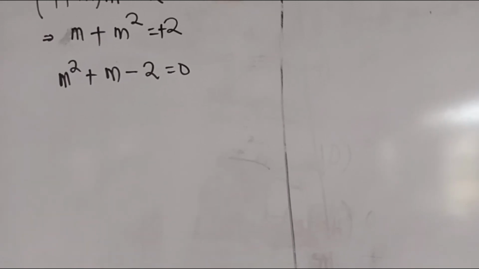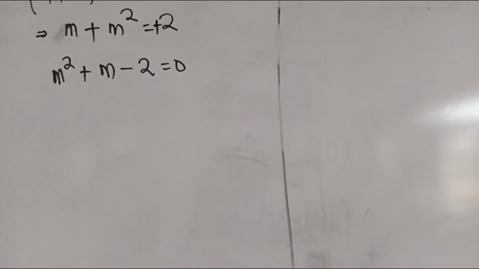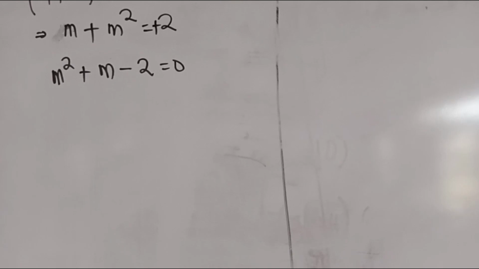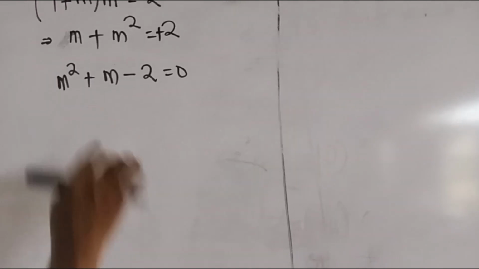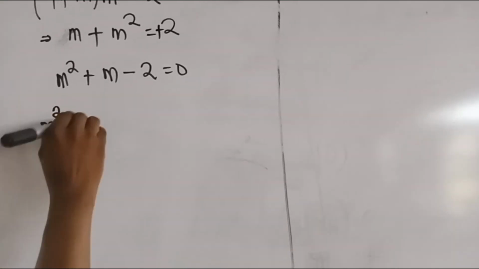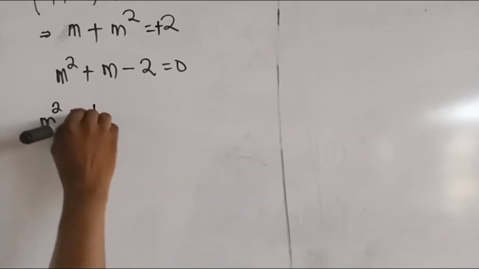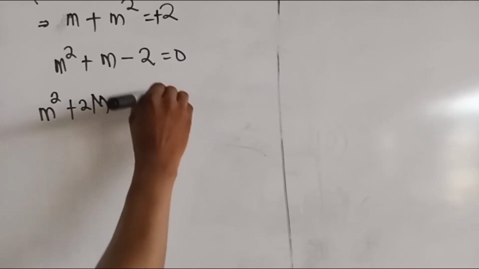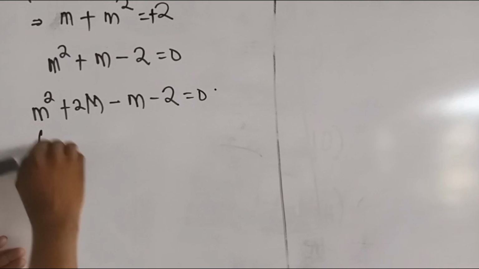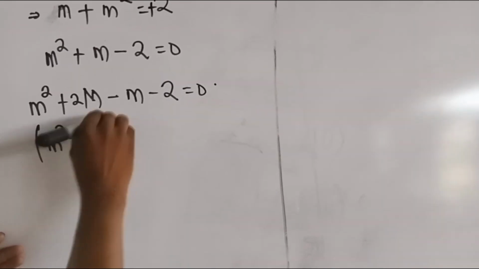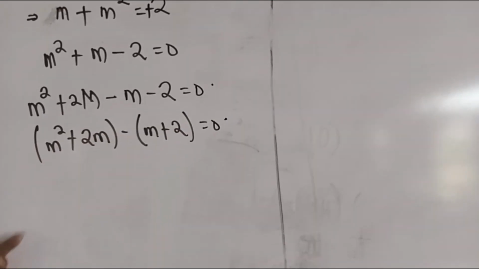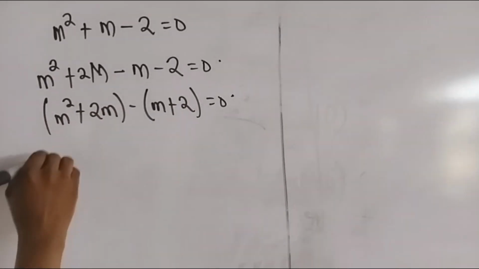What can I multiply to have minus 2, and if I add the same two numbers, I have positive 1? The factors are plus 2 and minus 1. So let's use those two factors to replace m. That will give us m squared plus 2m minus m minus 2 equals 0. So I'll bracket the first two, m squared plus 2m, and the last two, minus m minus 2, equals 0. So what is common from the first bracket is simply m.